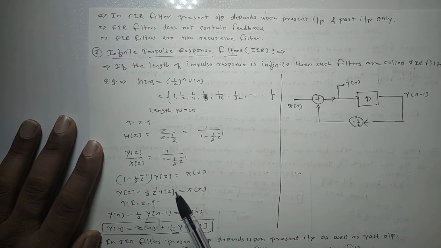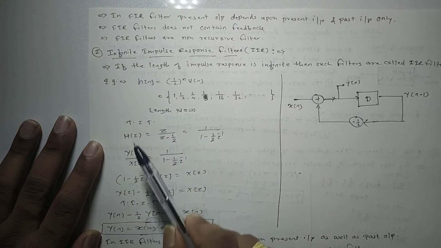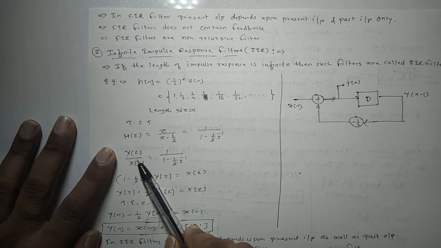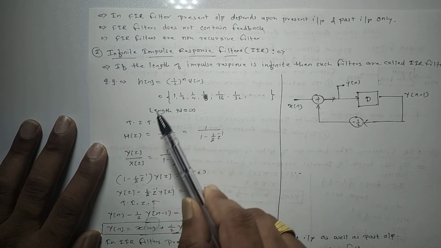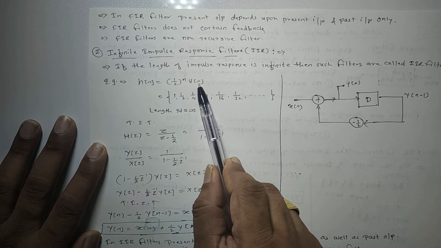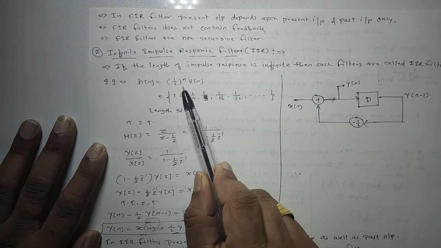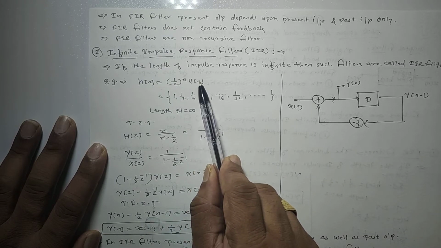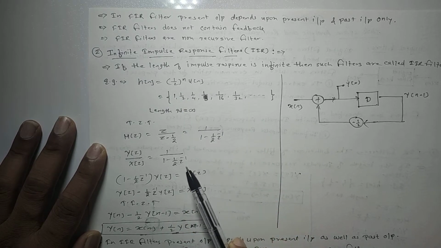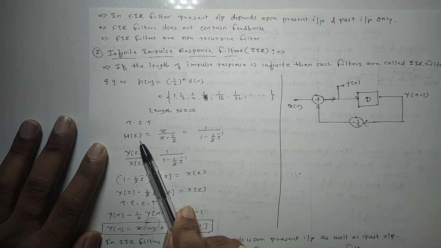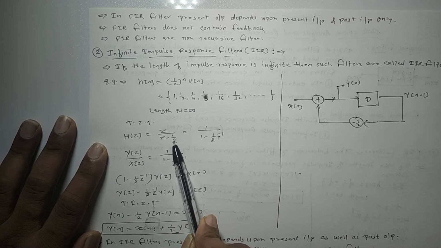तो H of n से difference equation कैसे obtain करते हैं? H of z obtain करते हैं, H of z से Y of z obtain करते हैं और फिर उसका inverse लेते हैं। तो H of n से H of z obtain किया by taking the Z transform. (1/2)^n u of n का Z transform क्या रहेगा? ये a^n u of n के form में है। a^n u of n का Z transform z upon z minus a है, इसलिए इसका Z transform होगा z upon z minus half.